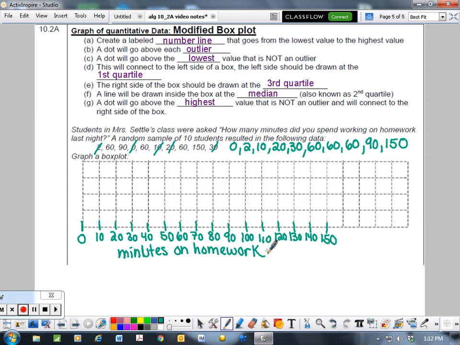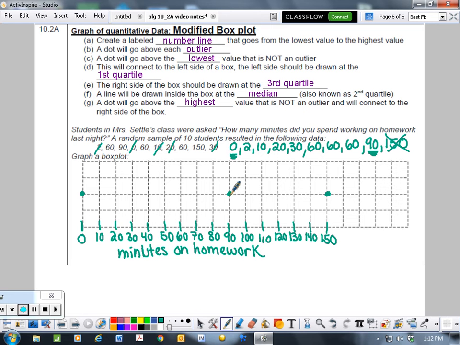And then what we're going to go ahead and do is look for an outlier. So our outlier we decided already was 150. So I'm going to put a little dot there at 150, and I took care of that. Now I'm going to put a dot above the lowest value that is not an outlier. So my lowest value that's not an outlier was 0. And then I'm going to put a dot above my highest value that is not an outlier. So my highest value here is 90.